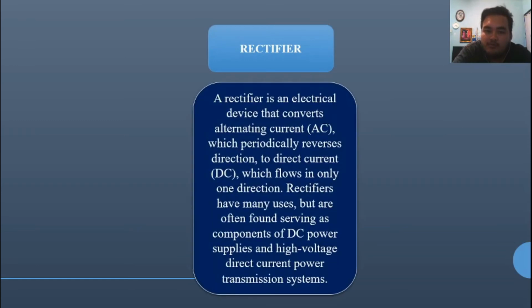Okay, now I will move on to rectifier. A rectifier is an electrical device that converts alternating current, or known as AC, which periodically reverses direction, to direct current, or known as DC, which flows in only one direction. Rectifiers have many uses, but are often found serving as components of DC power supplies and high voltage direct current power transmission systems.